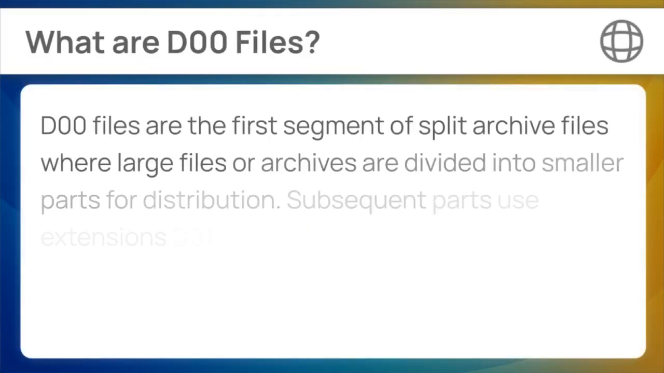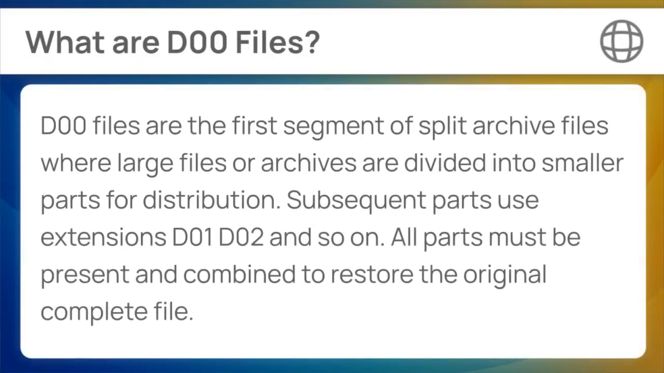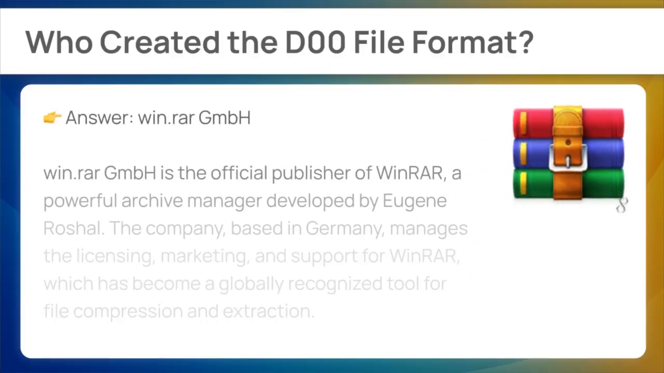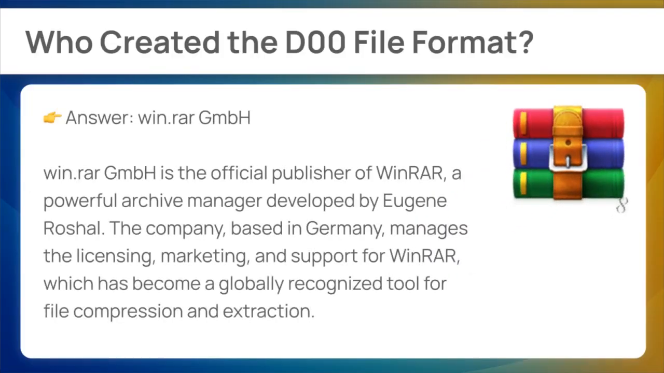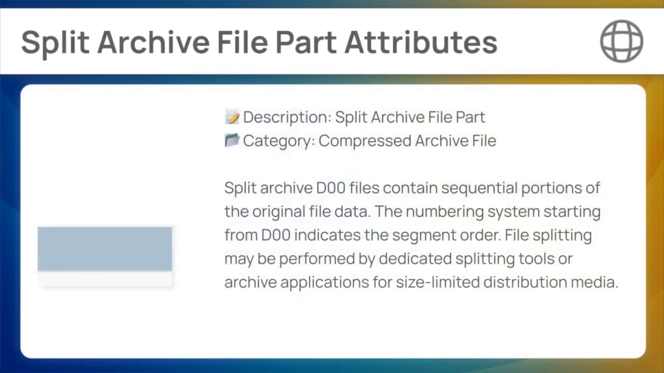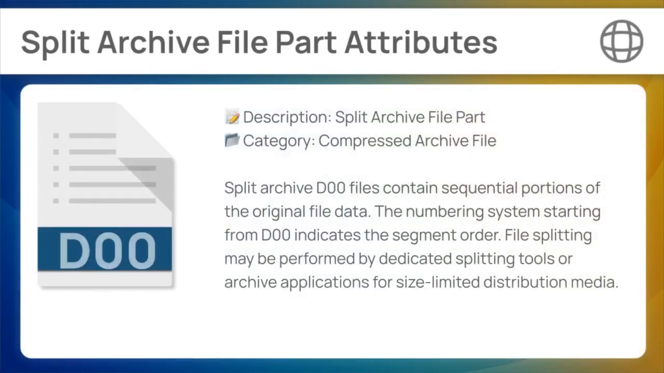D00 files are the first segment of split archive files, where large files or archives are divided into smaller parts for distribution. Subsequent parts use extensions D01, D02 and so on. All parts must be present and combined to restore the original complete file. Split archive D00 files contain sequential portions of the original file data. The numbering system starting from D00 indicates the segment order.